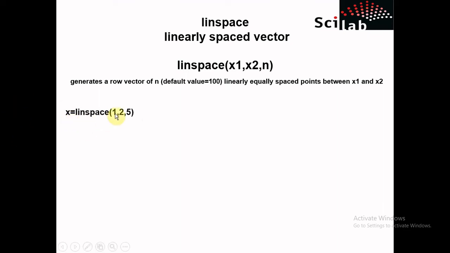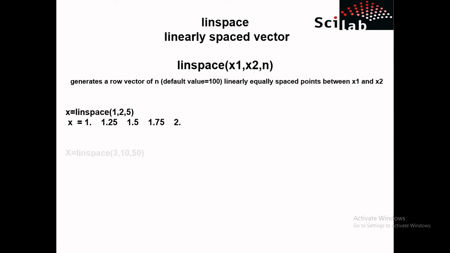Now if we use this statement in Scilab, the linspace function will be called, and the first argument tells the initial value, the second tells the final value, and the third tells how many points we wish to generate between 1 and 2. If we execute it, 5 points will be generated between 1 and 2, and the output would look like this. Here we see that we don't have to give the step size like we did in the earlier case.